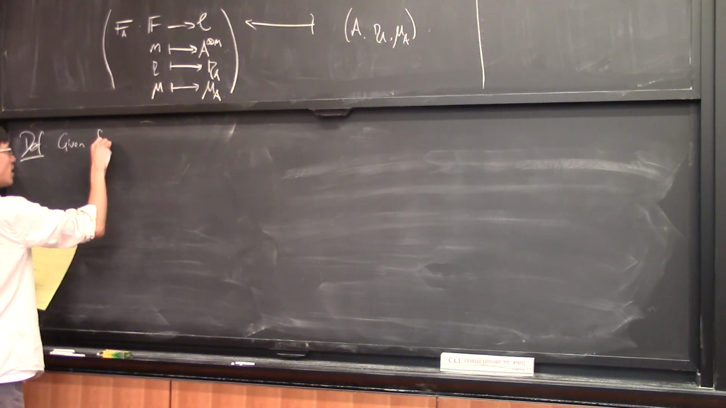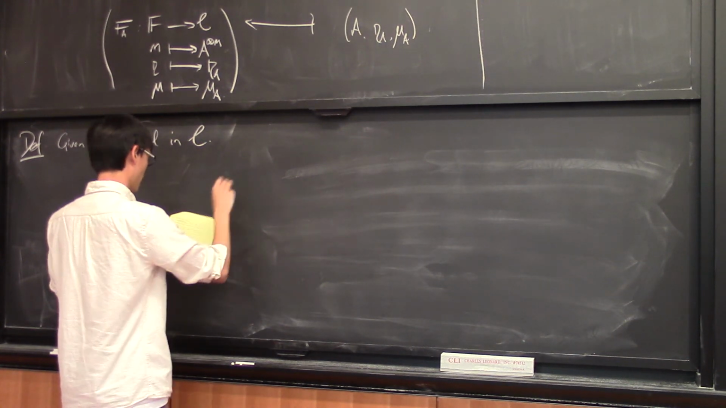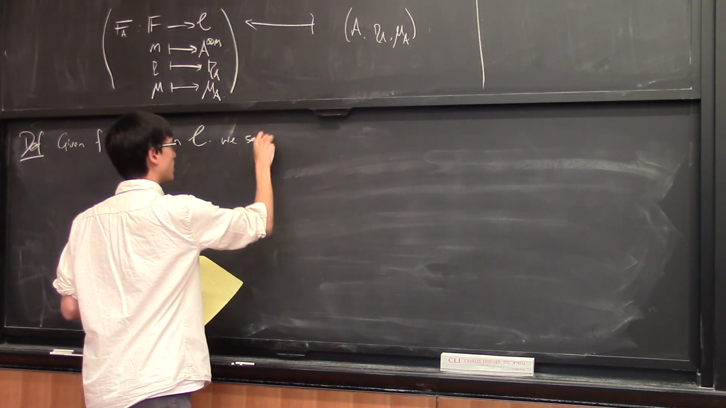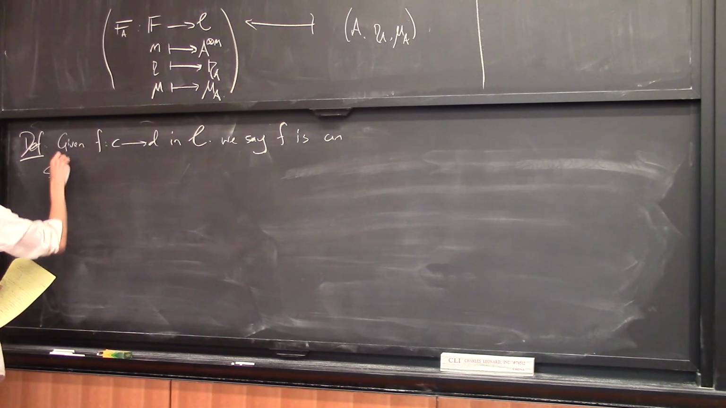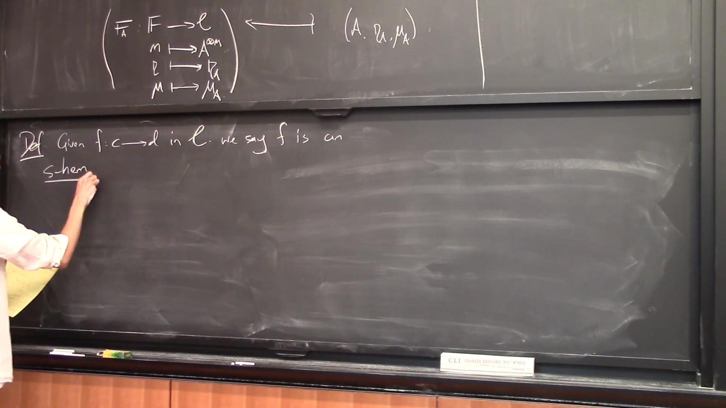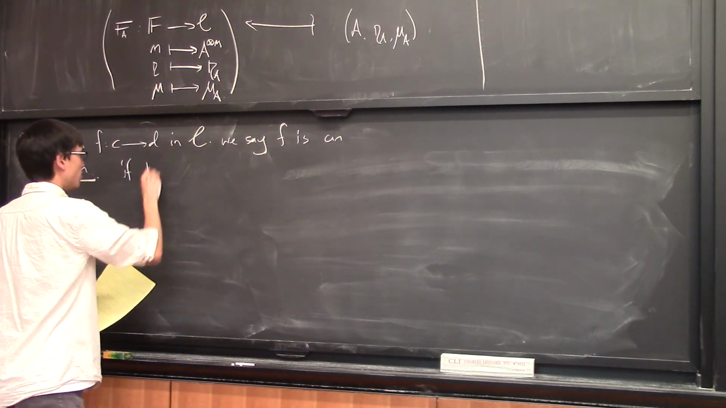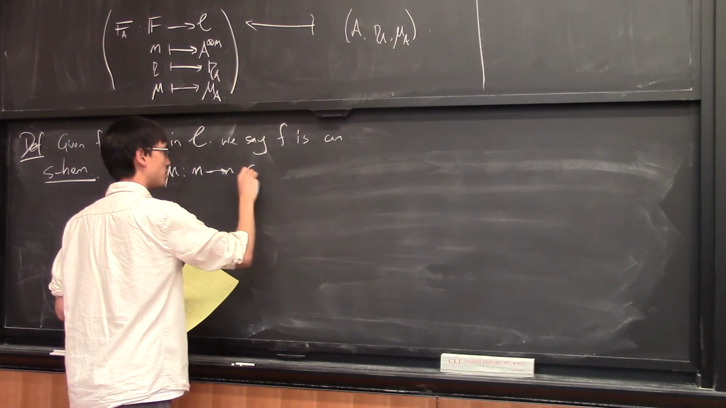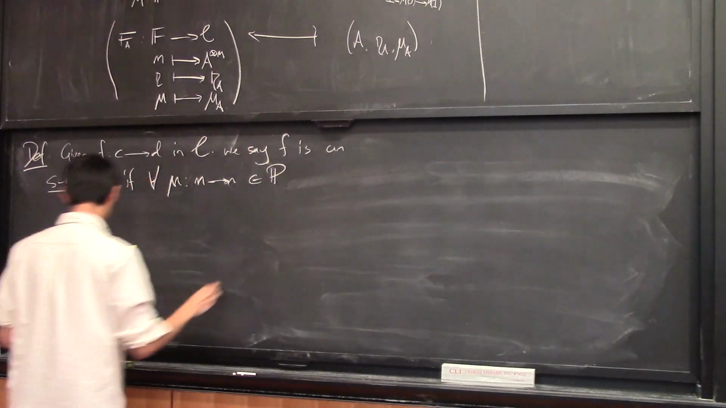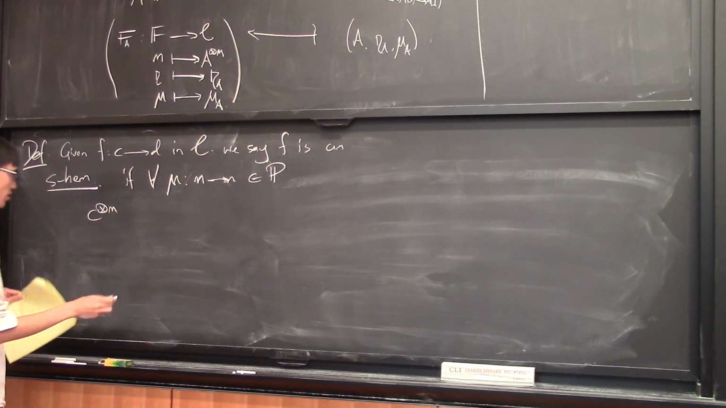Given f from C to D in C, we say f is an S homomorphism if, for all of these mu things in my prop, we have a nice square commuting. So what can we do?